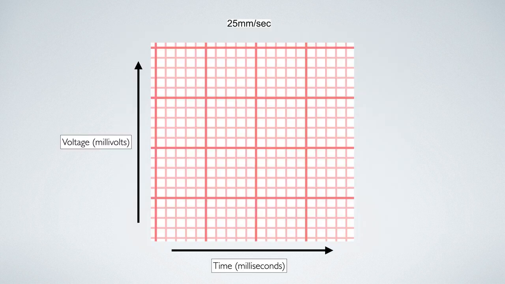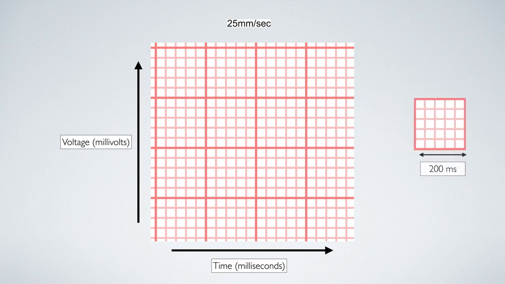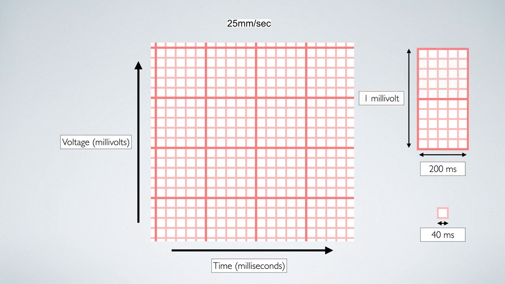The electrocardiographic paper records voltage in millivolts on the y-axis and time in milliseconds on the x-axis. One large square represents 200 milliseconds of time, and one small square represents 40 milliseconds. Two large squares stacked one on top of the other represents 1 millivolt.